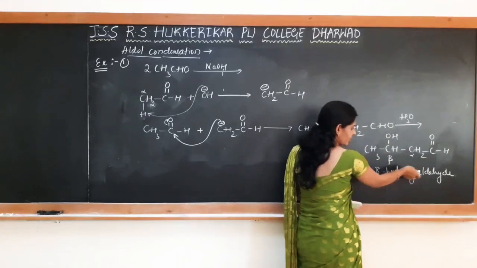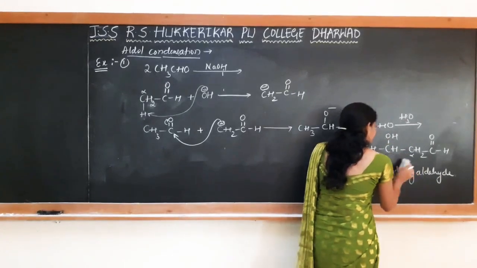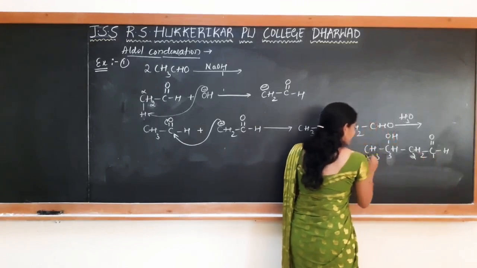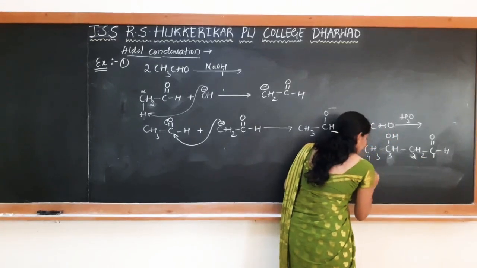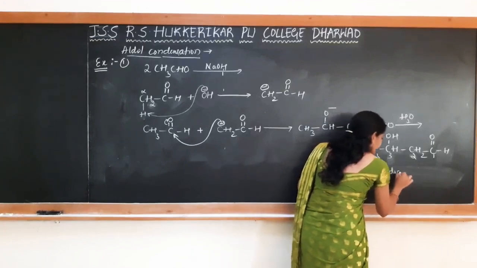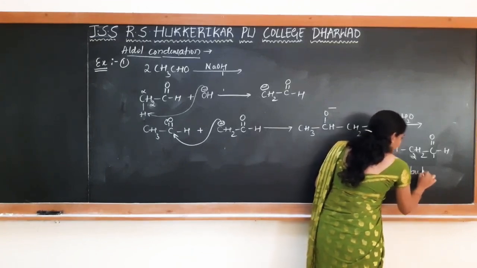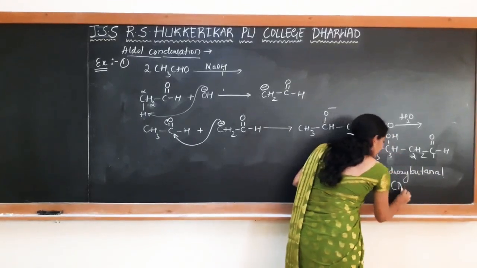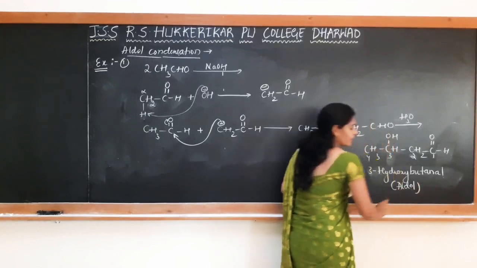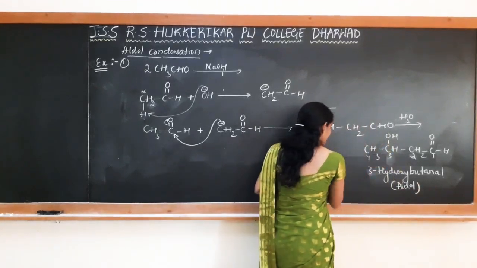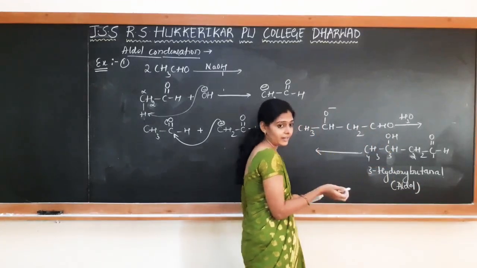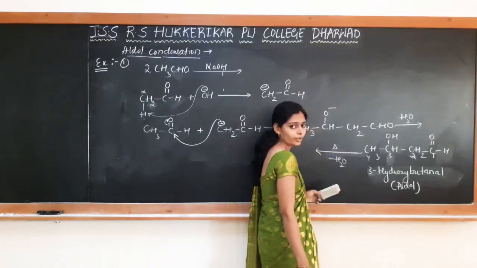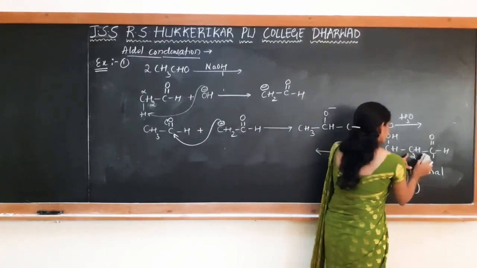Beta hydroxy aldehyde. So in particular, I'll name it: this is first carbon, second, third and fourth carbon atoms are there. So the name is 3-hydroxybutanal. Correct? So this is an aldol product. Now this is subjected to dehydration. On heating, a water molecule is lost. From where is the water molecule lost? See here.